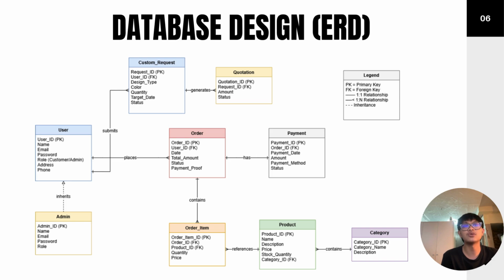So the system also supports customized requests through the custom request entity. Customers can submit design specifications such as design type, color, quantity, and target date. These requests generate a quotation which contains the proposed amount and the status. So overall, the ERD ensures proper organization of data and maintains relationships using primary and foreign keys, and supports both standard and custom ordering processes.